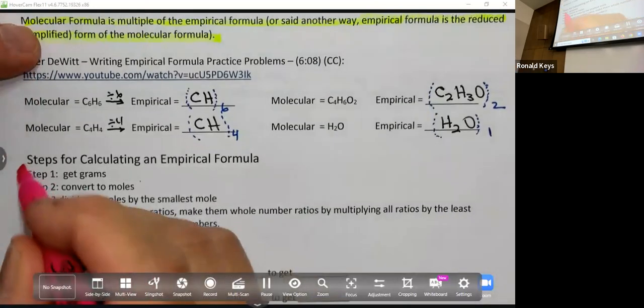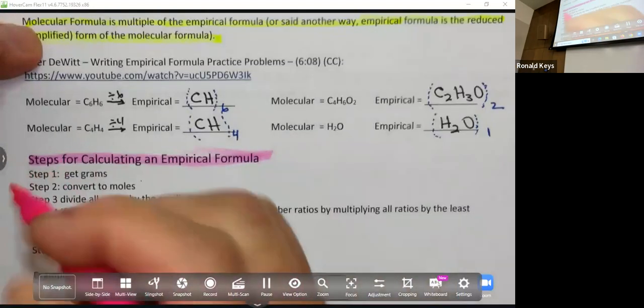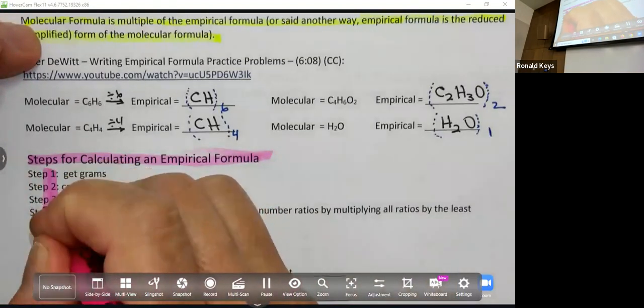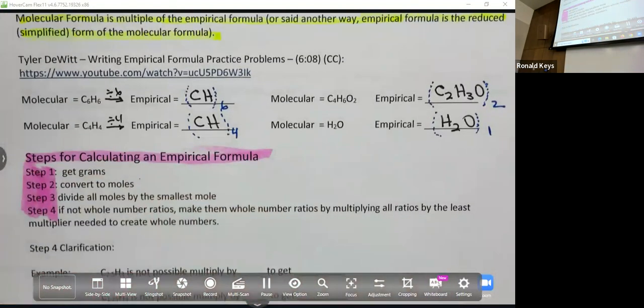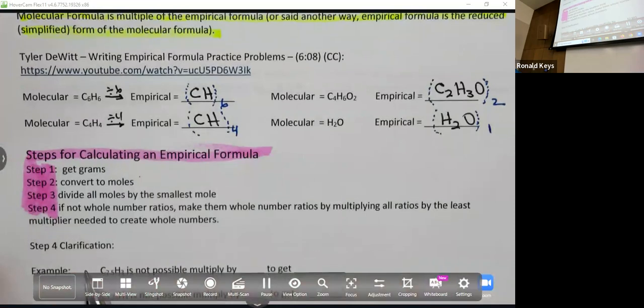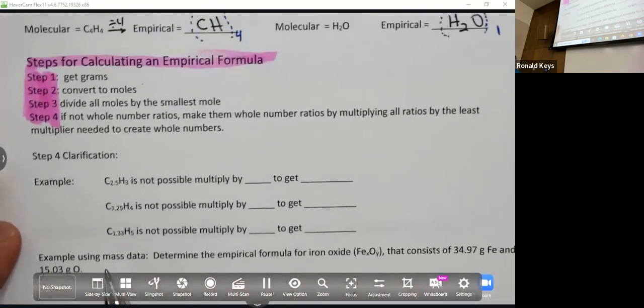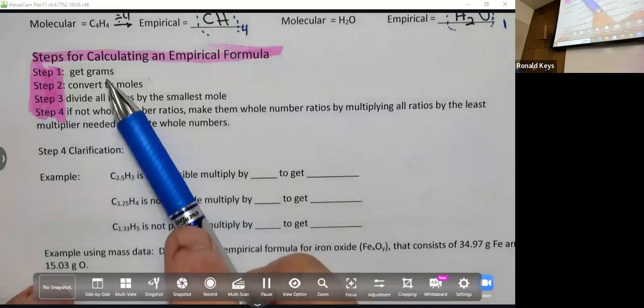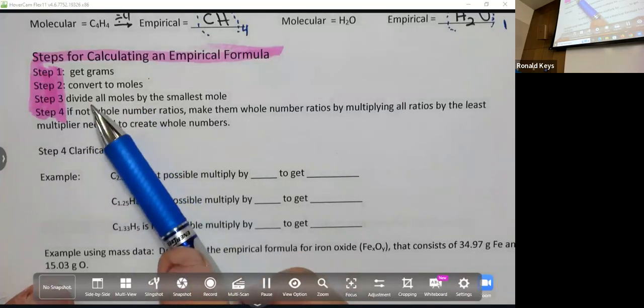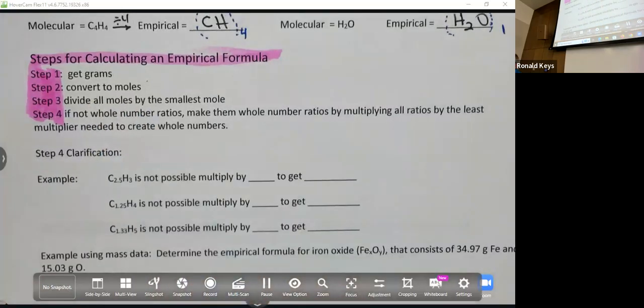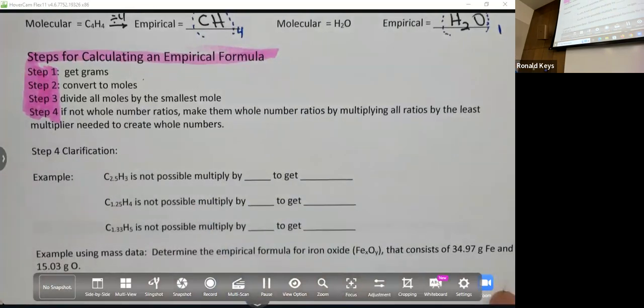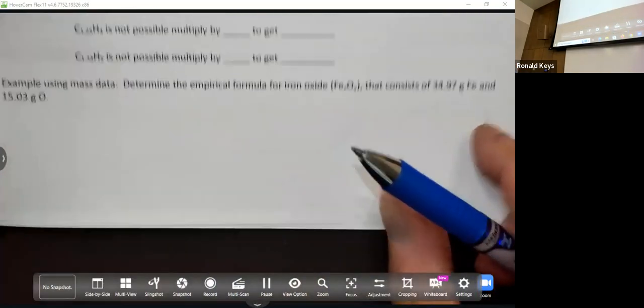Okay, here's what we do. 4 steps for calculating an empirical formula. I am going to talk about this step 4 clarification after we just do one. So get grams, convert to moles, divide all moles by the smallest. So we're going to go right down to the example.